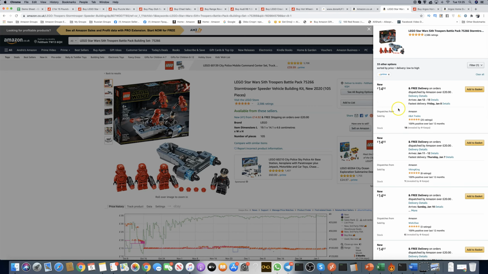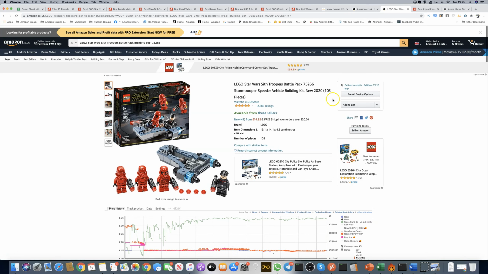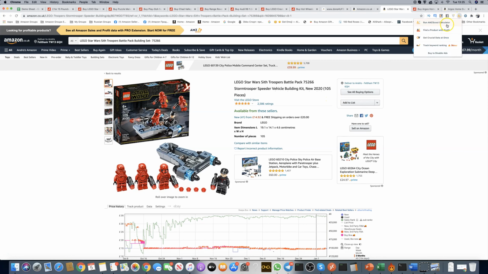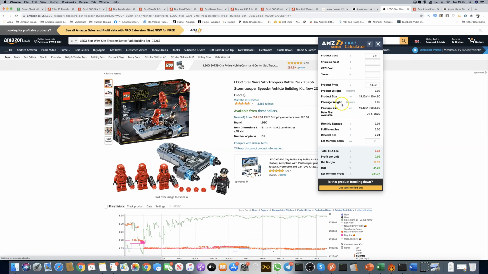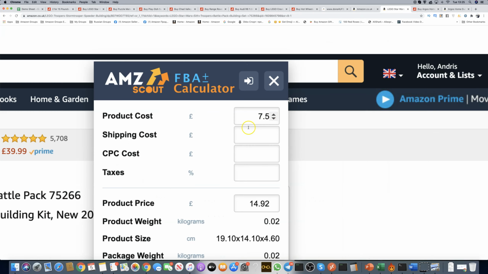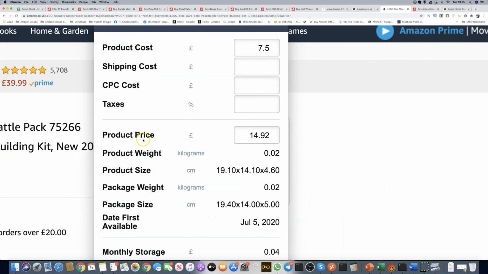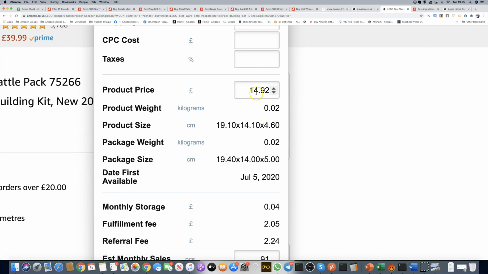Well, the money is there because the lowest seller is 14.92, and he's doing a smart job by selling it at 14.92. Now, the next thing you want to do is grab a free calculator. I'm using an extension called AMZ Scout Calculator. I put a product cost of £7.50 here and a product price of 14.92. That's how much it's selling for.